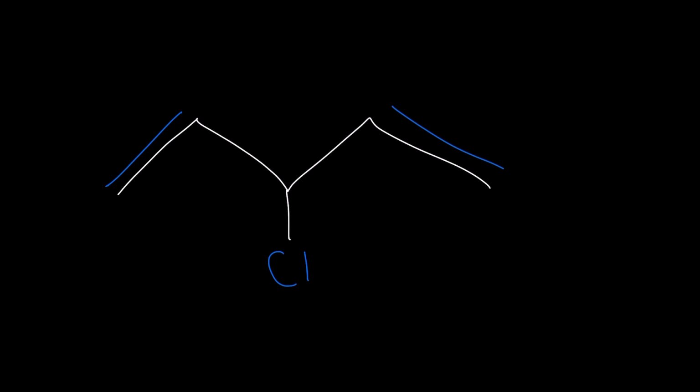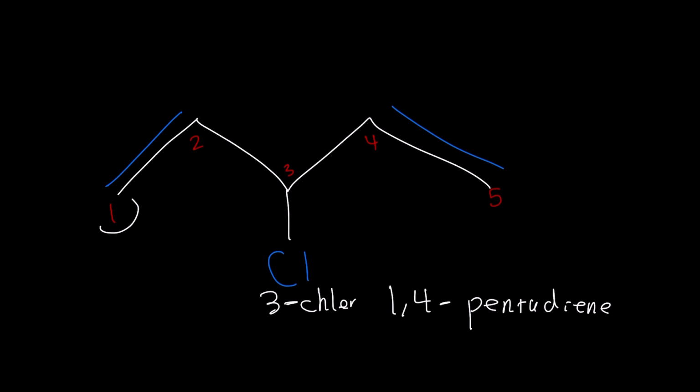How about this example? How do we name this one? This molecule is actually symmetrical, so it doesn't matter if we count right to left or left to right. We have 5 carbons in total, which would be equivalent to pentane, but we have 2 double bonds, so that's pentadiene, as we talked about. The double bonds are going to be on carbons 1 and 4. So 1,4-pentadiene, and then we have a 3-chloro, and that's the name of your compound.